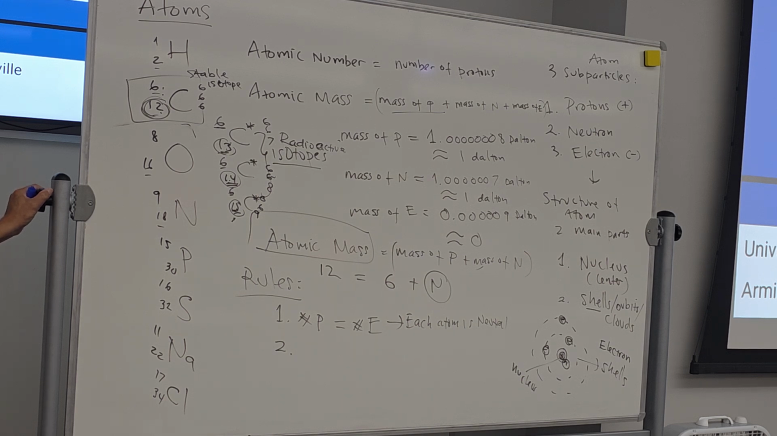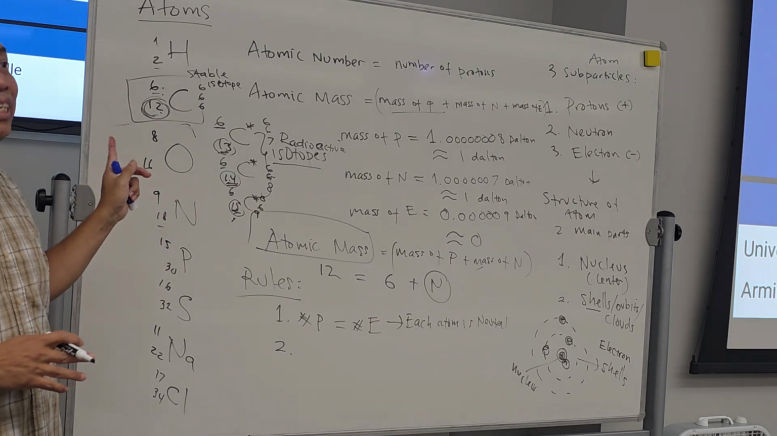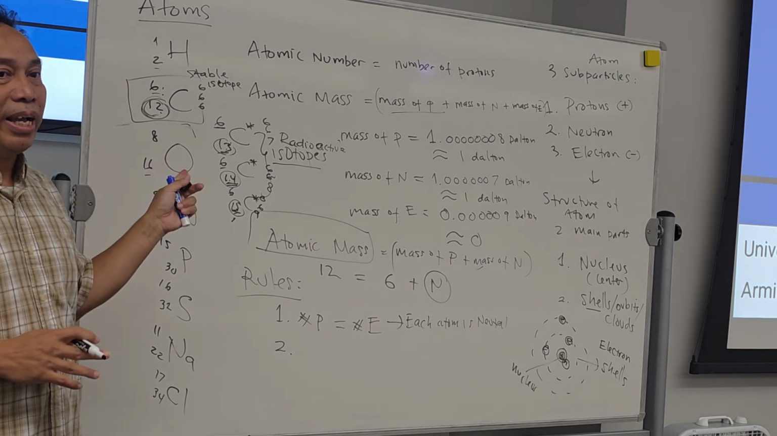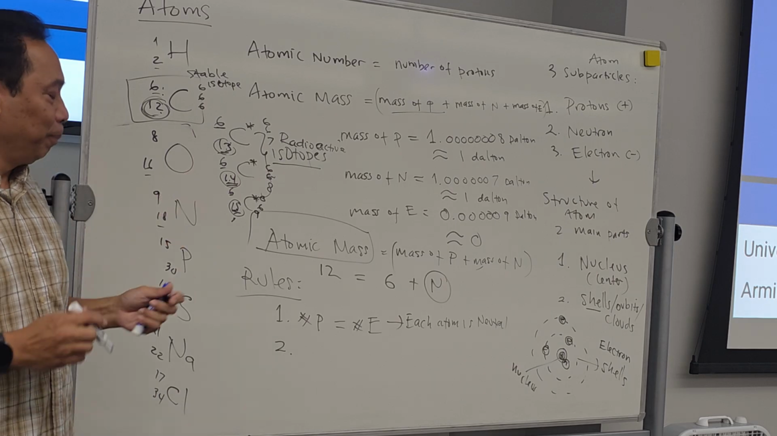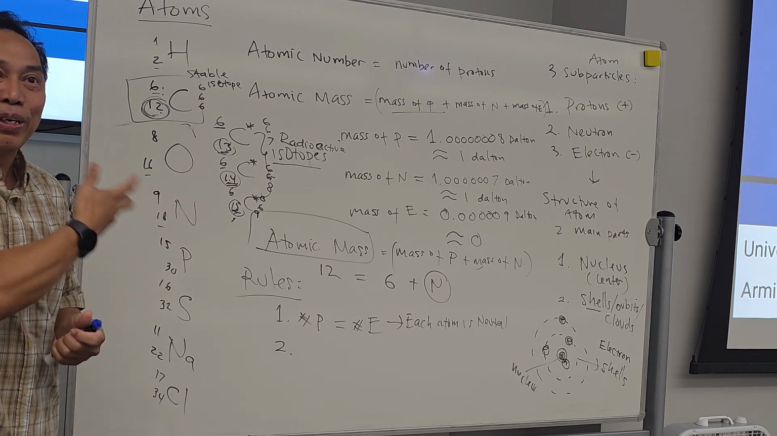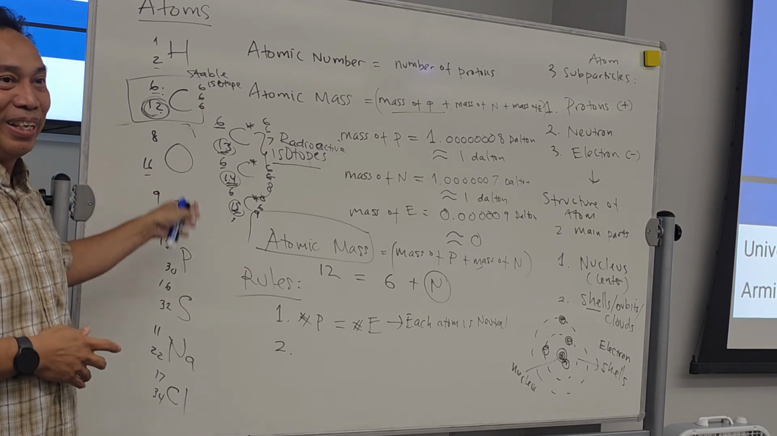Okay, you get this one? Stable atom or stable isotope, and radioactive. Not many of them are radioactive. Most of them are stable, right? Carbon is one example that has a radioactive isotope. Anybody have questions so far? I just want to make sure you know this one.